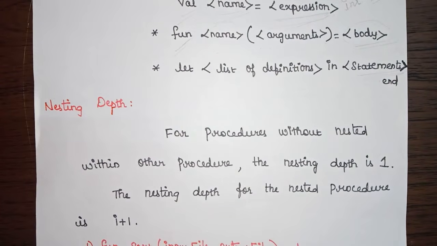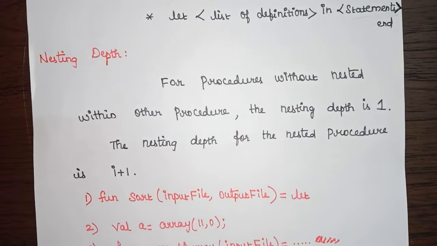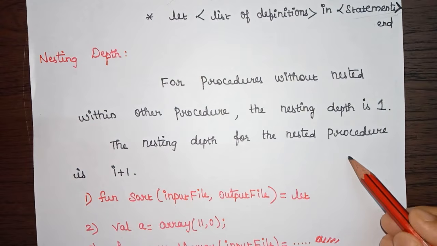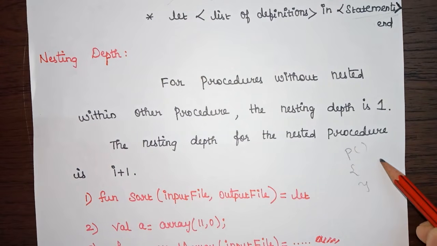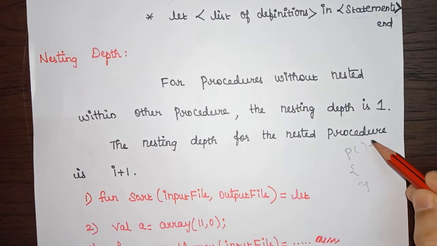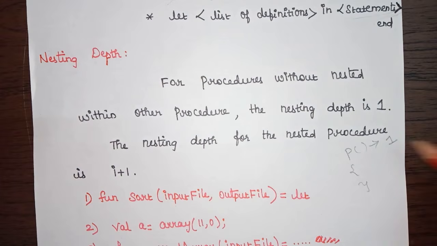Next is the nesting depth. For a procedure that is not nested within another procedure, the nesting depth of that procedure is 1. For example, when we have a procedure P, and inside this procedure there is no other procedure nested, we can say that the nesting depth of this procedure P is 1.